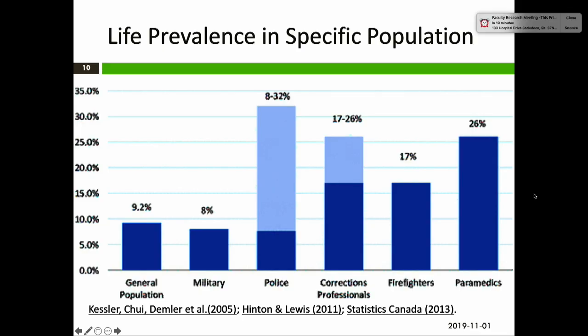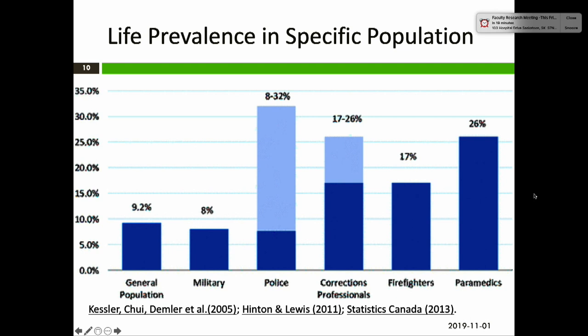And the second one is very interesting to see how differently populations are affected. Even though everybody has a chance to get PTSD, certain populations are extremely vulnerable. So we can see that in Canada we have 9.2%, which is about one in every 10 people in that population, so it's pretty high. But our military have relatively low rates, even compared to our general population.